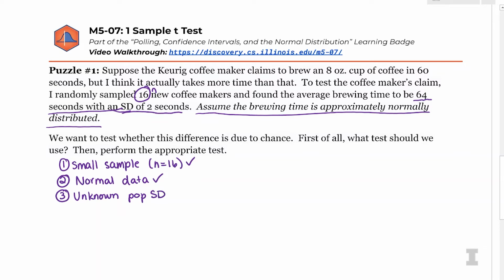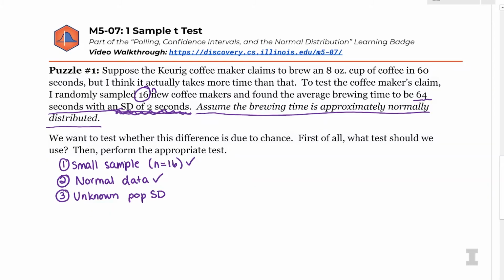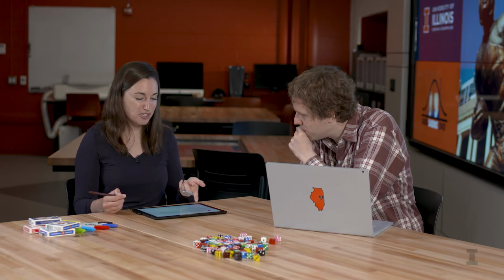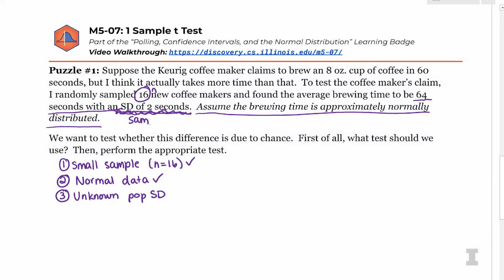And just looking at this puzzle, I do see this SD of 2 seconds here. So does that mean my third condition isn't met? I don't know. So let's see, it says, I randomly sampled 16 new coffee makers. Is this the SD for the 16 new coffee makers, or is this the SD for all coffee makers? That's only going to be the new ones. Right, yeah, it says that I sampled 16 new coffee makers and got this average and this SD. So this is the sample SD. But there was no information about the population SD, so I can assume it's unknown. So because all of these are met, I am going to do a t-test.